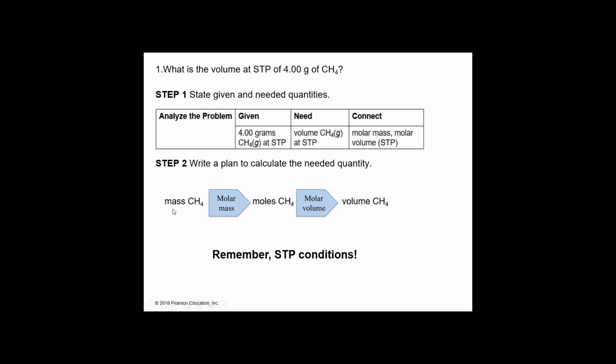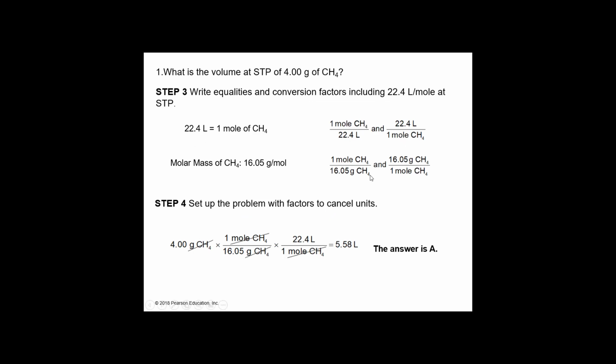We have the mass of methane, which does not work for us. We're going to have to convert that to moles by using the molar mass. Then when we get the moles, this will be very similar to the previous problem. We can do the molar volume, and then we can get the volume of methane. So we have our conversion factors here, and we simply set it up.